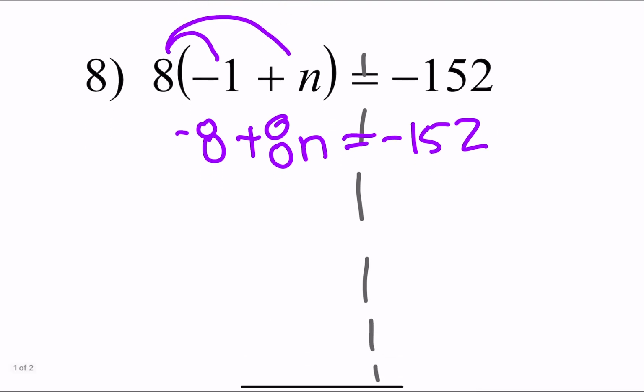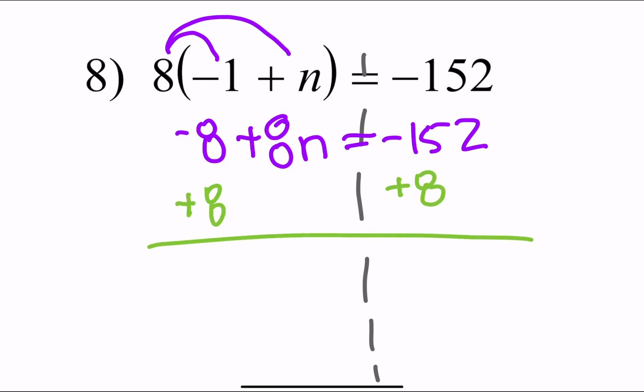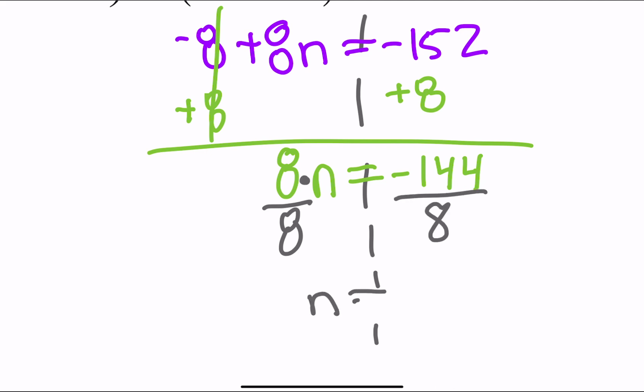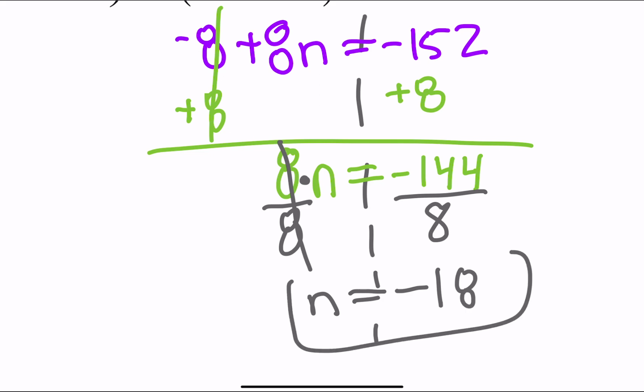Okay, now we want to get rid of any adding or subtracting first. So we're going to add that 8 on both sides. We're left with 8n equals negative 152 plus 8 is negative 144. Then we are going to divide this 8 because remember we have secret multiplication here. And we're left with just an n, which is what we want. So negative 144 divided by 8 gives us a negative 18.